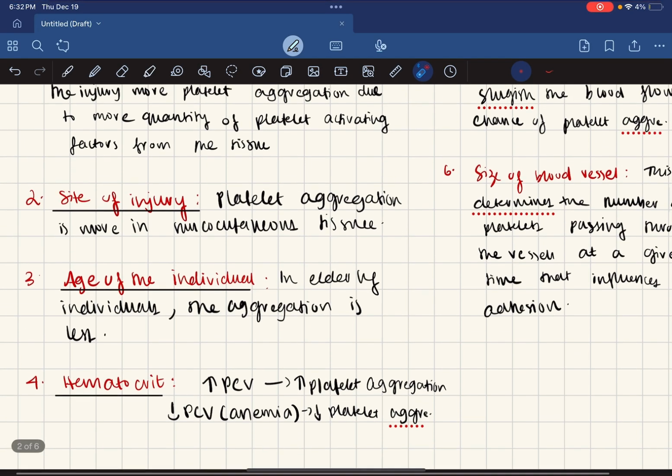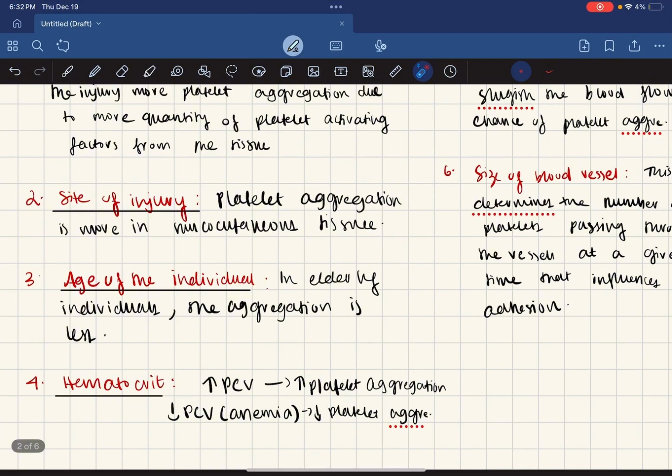Then coming to the hematocrit, when there is an increased amount of PCV, there will be increased platelet aggregation. This is mainly due to the increased red cell volume, which causes more RBCs to be present in the middle part of the axial flow, and it will push the platelets and the leukocytes towards the edges. That will also cause increased platelet aggregation.